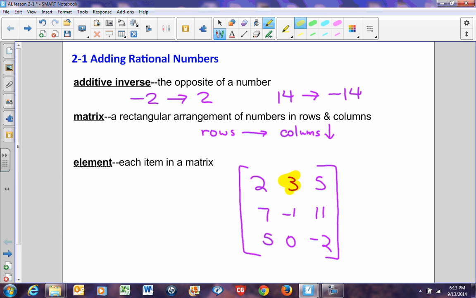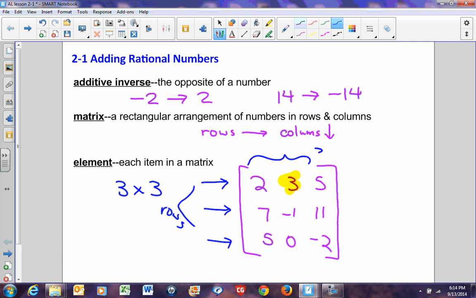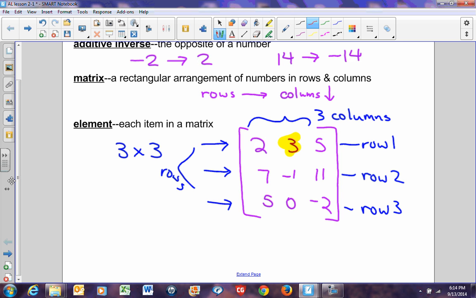This particular matrix is what we would call a 3 by 3 matrix because it has 3 rows and it has 3 columns. Rows are named: this would be row 1, this would be row 2, and this would be row 3. This could be column 1, column 2, and column 3.